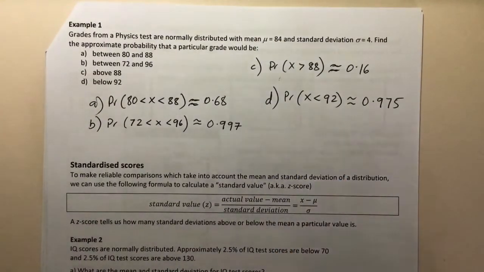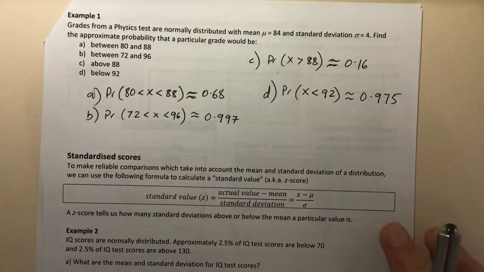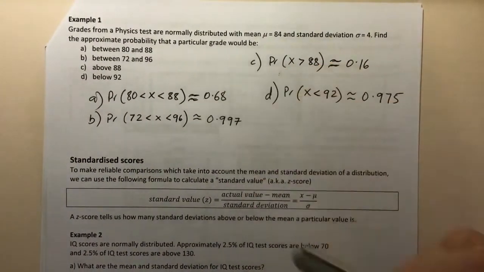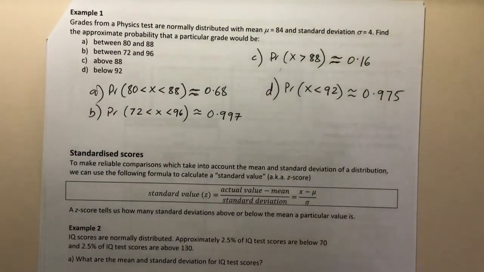So that's just a bit of an example of using a normal distribution. And really the good rule of thumb there is to sketch your bell curve. Whenever you get a question like this, draw a quick sketch of the bell curve. Even a bad sketch will help you understand what's going on.